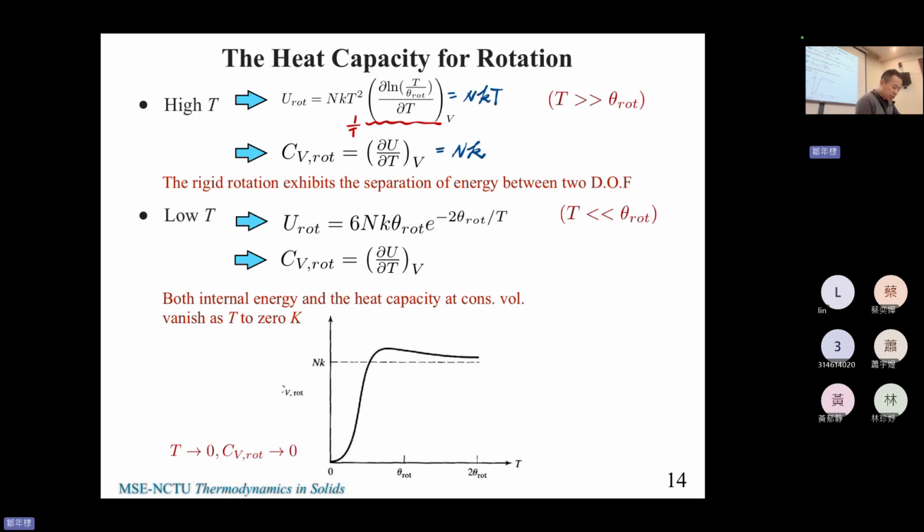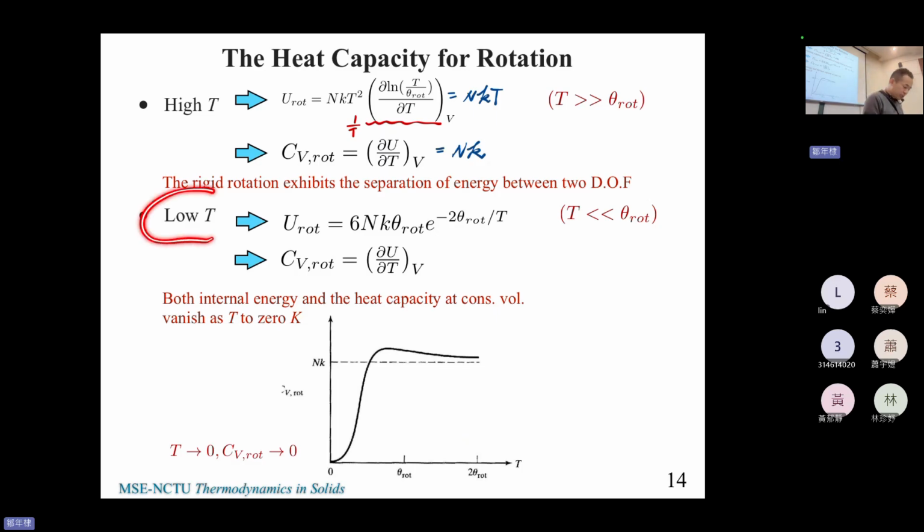Yeah, so you see the rigid rotation exhibits the separation of energy between 2 degrees of freedom, because each degree of freedom is half NkT, right? So CV rotate, at high temperature, becomes Nk.